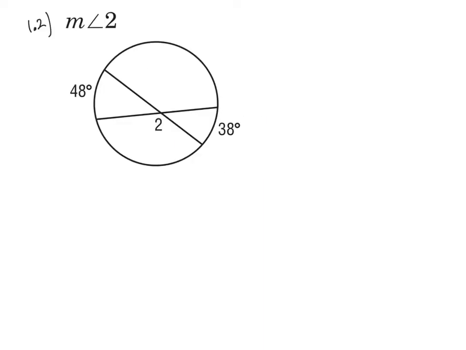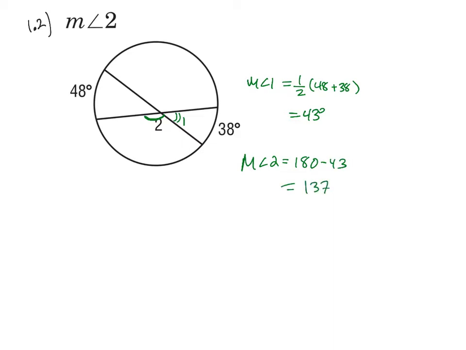So in this one again, I want to find this angle, right? So first of all, I'm going to find this one. Let's call it angle 1. So the measure of angle 1 equals 1/2 of 48 plus 38. So that means that this angle is 43 degrees, right? So now angle 2, that is the one that we want to find, is 180 minus 43. So it's 137 degrees.